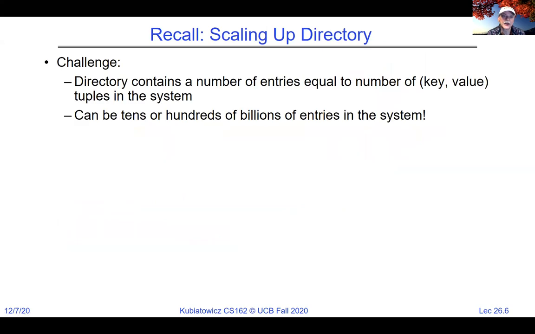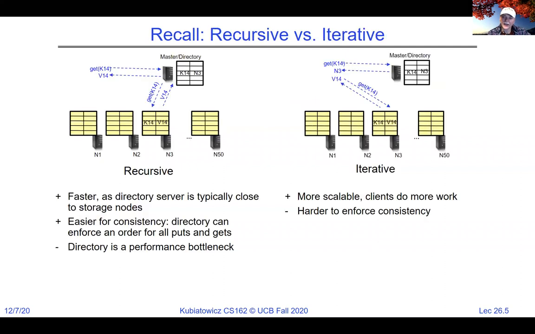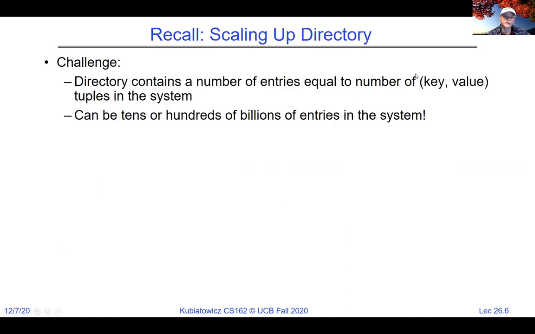So the challenge of that central directory is really that it's got many entries that are sort of key value pairs or at least key node mappings. And you could have billions of entries in the system. And so I would say that anything that thinks of a directory here like a single server is bound to be a bad idea, okay? Because it's just not going to scale to billions of entries very well.